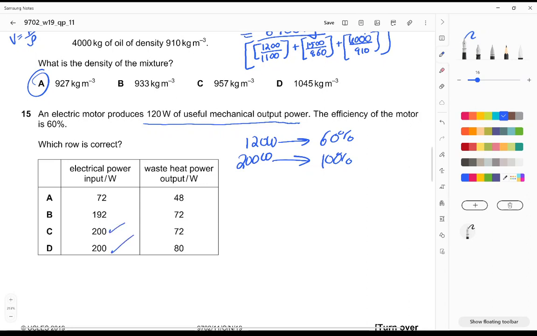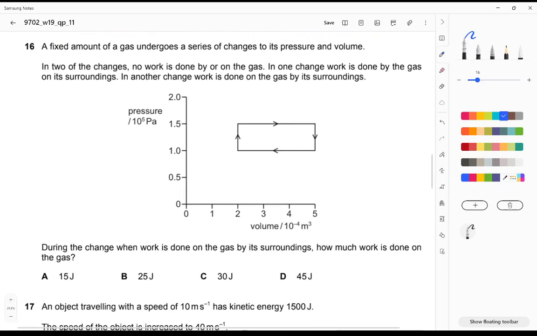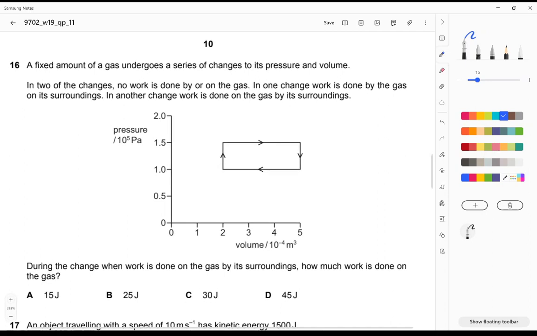And if we look at this thing, 200 minus 120 gives me the waste energy. Waste energy is actually 80. So D should be the right answer. This was a piece of cake, basically. Let's just look at this question. Okay. This looks like a question from A2.